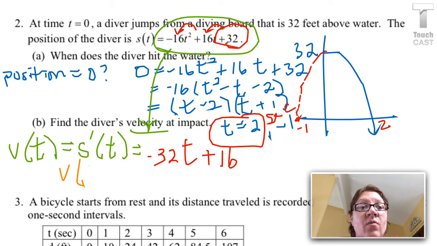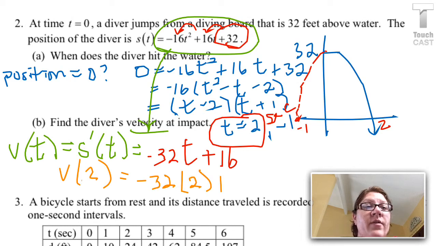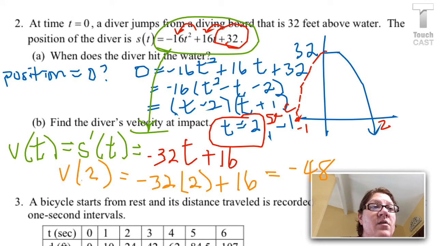So I want to know, what's this velocity when the time is 2? So I'm going to substitute in the 2. That'll give me a negative 64, I believe. Double check my math. And negative 64 plus 16 will be negative 48. And it's velocity, so that'll be feet per second.